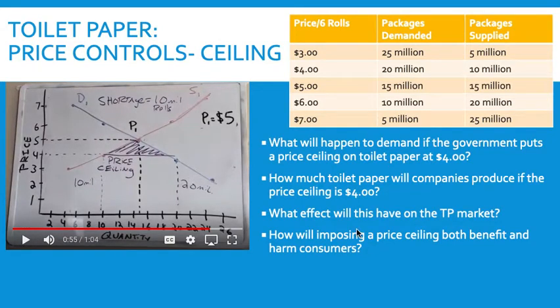So one question is, the effect this would have with the TP market is that there'd be a shortage. Does it benefit consumers? Well, I guess a little bit of both. It benefits consumers that can buy it at $4, but it doesn't benefit consumers that can't get toilet paper because there's a shortage, because producers want to supply 10 million rolls less than consumers want. So it can be good and it can be bad. There's pluses and minuses to it.